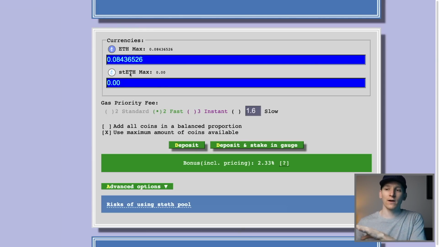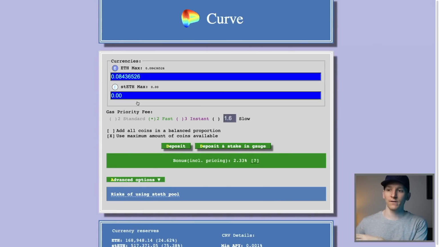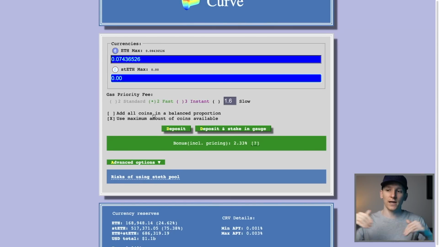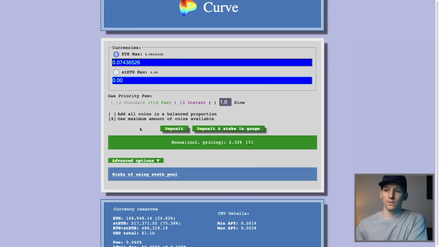Now you can let Curve Finance do this, and it will make sure that each of ETH and staked ETH go in the exact ratio that they should. But let's say we want to go max right here on ETH and staked ETH; it will change it and put it in. You can press deposit. You'll have to go through a transaction on the blockchain, and it will make sure that each of those tokens are in the pool with the correct amount.